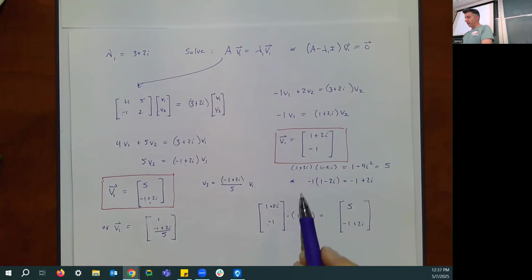So this eigenvector times this constant gives me this other eigenvector, which really means they're both the same eigenvector, or they point in the same direction. Just the direction's hard to see here because it's complex.